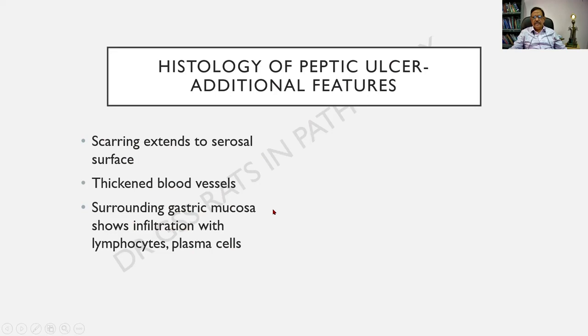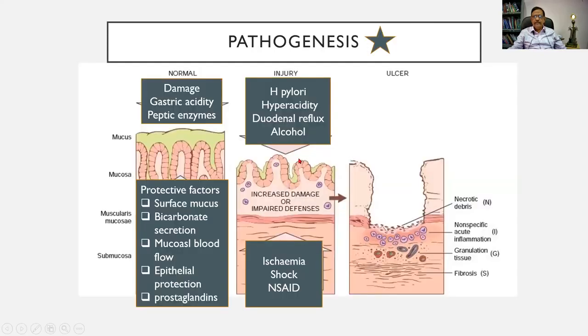And peptic ulcer itself is a chronic process. Therefore, you will be having lymphocytes and plasma cells. This is a superb diagram. You people will have to draw it, and I've taken a lot of pain in depicting the text.